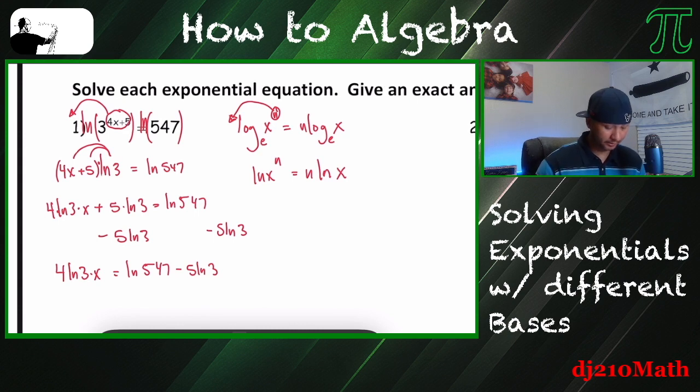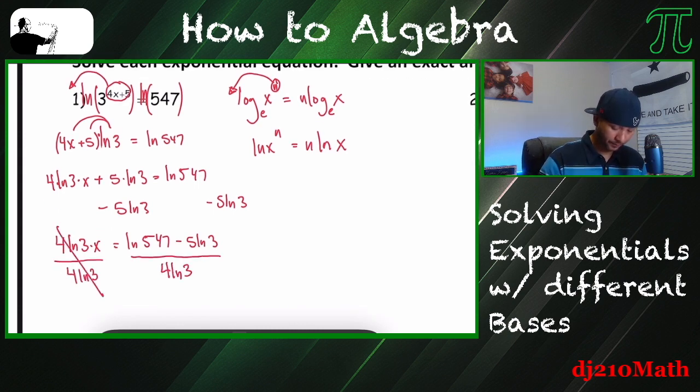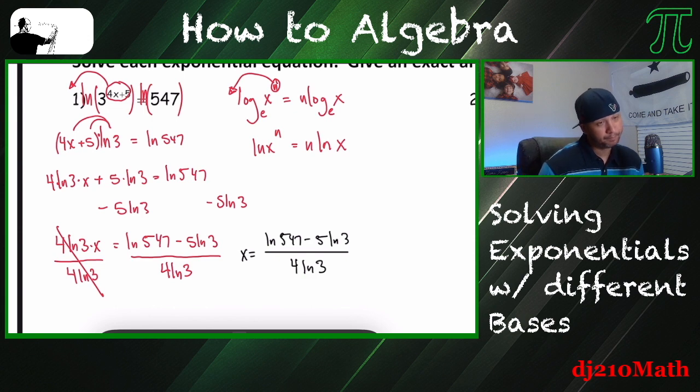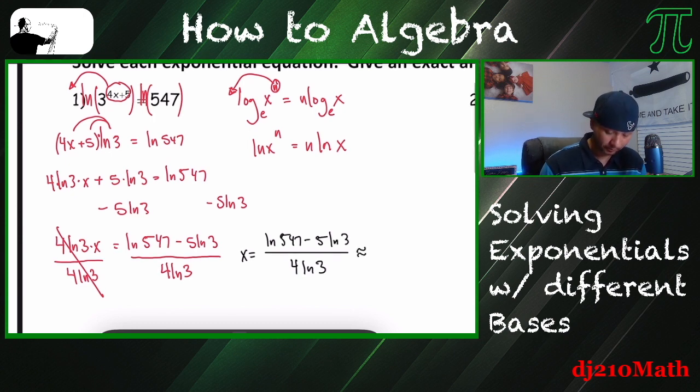And then isolating x. So final answer, x is equal to ln 547 minus 5 ln 3, all over 4 ln 3. Okay, it's an ugly number for sure. It's not nice to look at. This is exact, right? We got x by itself without using a calculator, so this is exact. Using a calculator, we can approximate this.